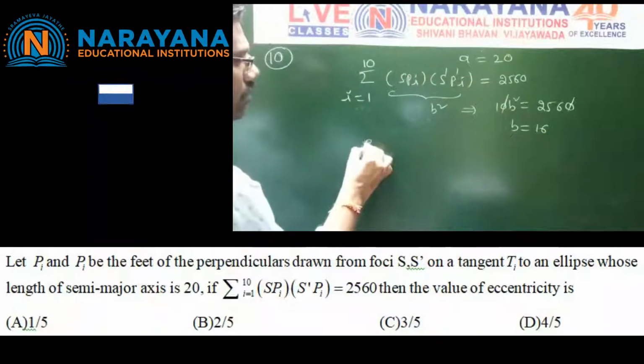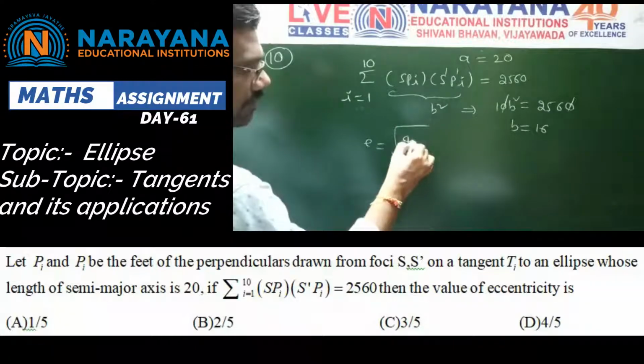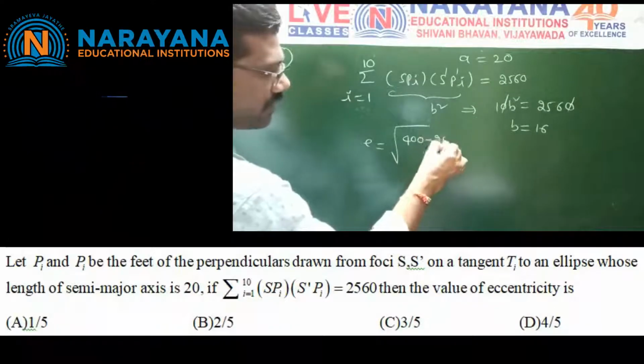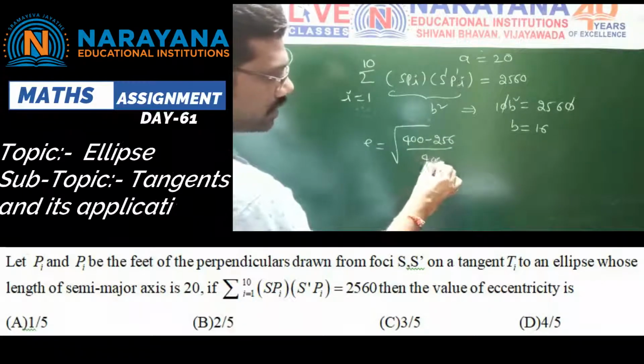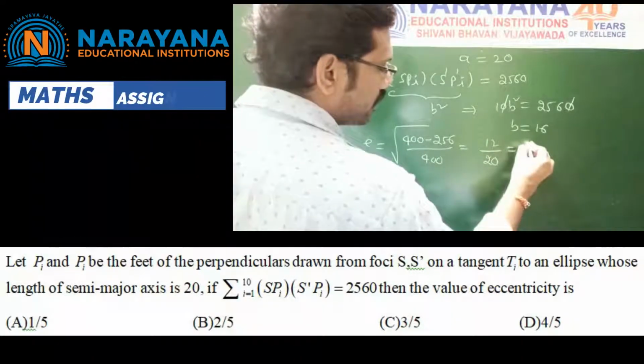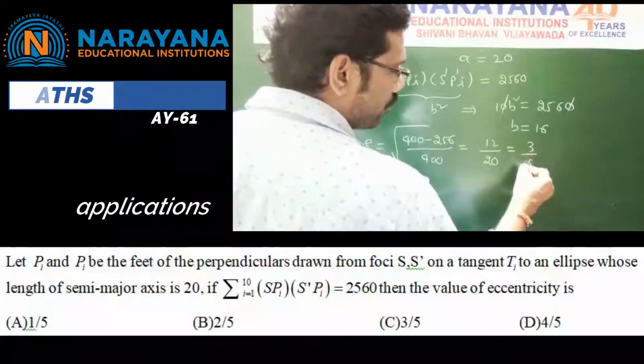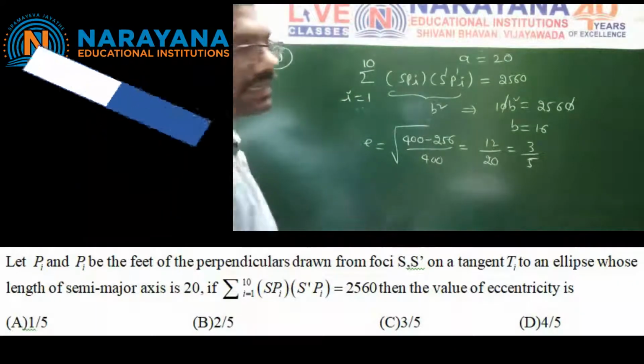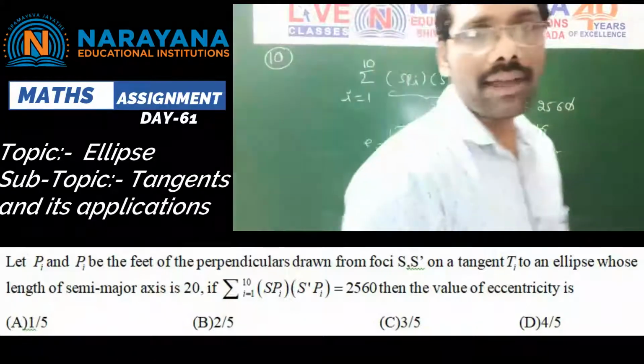What about e? e is equal to the square root of a square minus b square by a square, that is 400 minus 256 by 400, which is 144. Root 144 is 12, so 12 by 20, which is equal to 3 by 5. The eccentricity e is equal to 3 by 5.